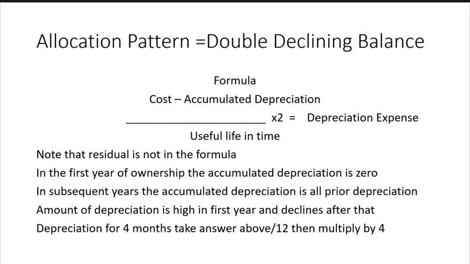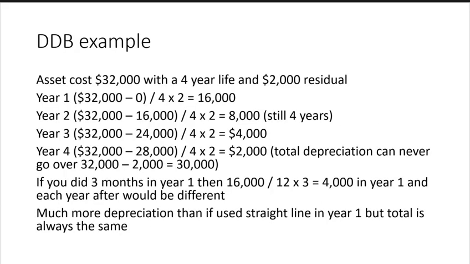Let's look at an example. Okay, it costs $32,000 with a 4-year life and $2,000 residual. There's the calculation. $32,000 minus 0, remember the first year, divide by 4, and then multiply by 2. That's $16,000. See, that $16,000 then becomes our accumulated depreciation in year 2. Divide by 4, multiply by 2. That's $8,000.